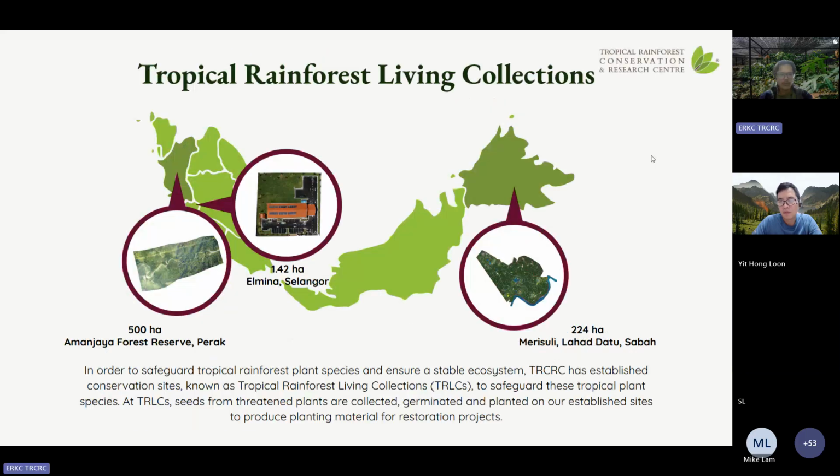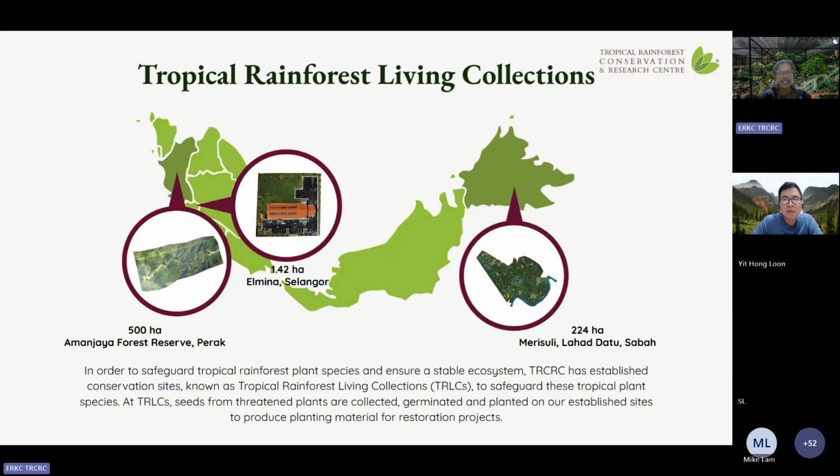When I talk about different types of conservation effort, TRCRC has 3 sites. We call them Tropical Rainforest Living Collection. We don't call it a nursery, and the reason we call it a Living Collection is that people have the idea of a seed bank, where you can store the seeds for future generations, or keep them and delay the germination.